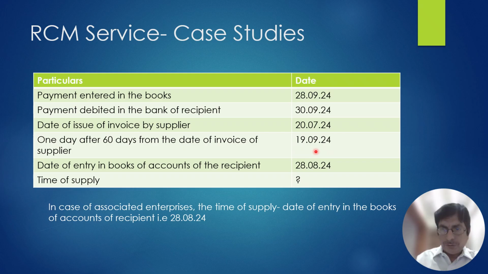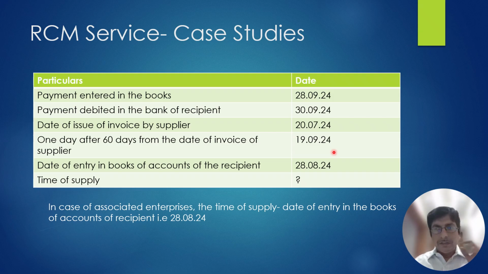19 September, this we need to compare with the date of payment in the books, 28 September, or the date when it is debited in the bank, whichever is earlier. So in this case 28 September. So 28 September, 19 September, whichever is earlier is 19 September. So the time of supply in this case is 19 September 2014. Have you understood? Have you understood 61 days?